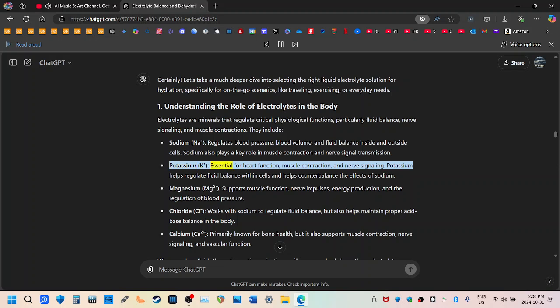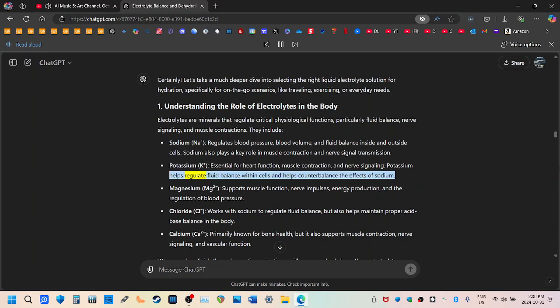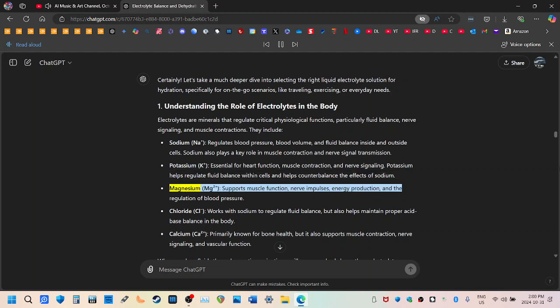Potassium, K, is essential for heart function, muscle contraction, and nerve signaling. Potassium helps regulate fluid balance within cells and helps counterbalance the effects of sodium. Magnesium, Mg2+, supports muscle function, nerve impulses, energy production, and the regulation of blood pressure.